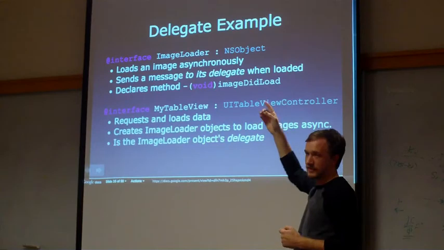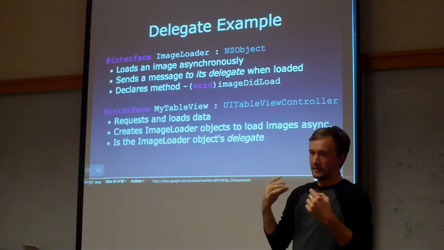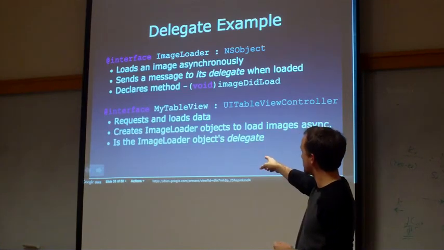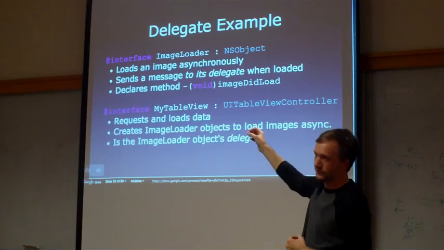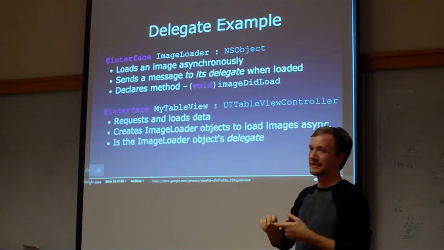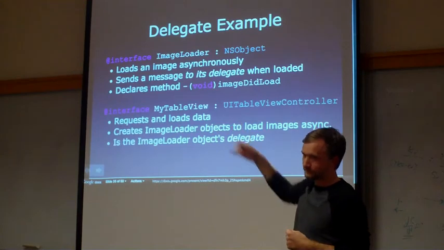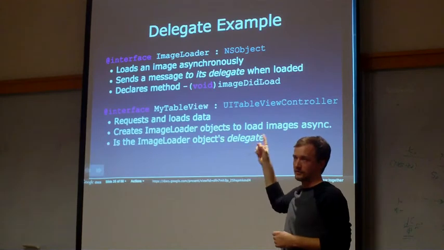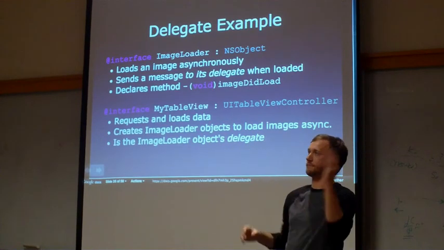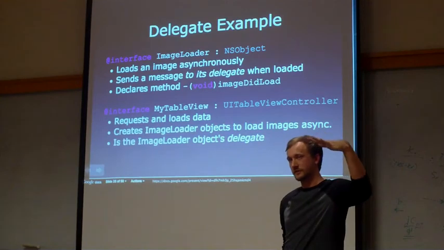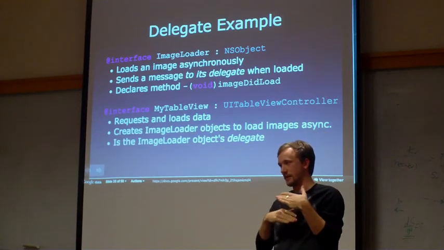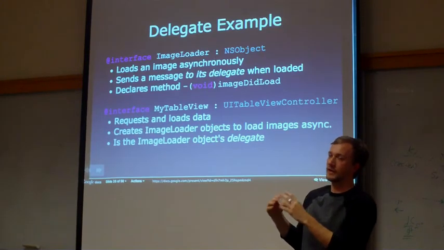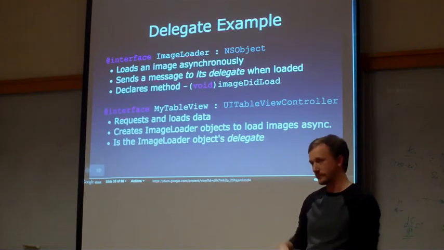It's going to say, you, image loader object, fetch this URL, or fetch this image, load it. When you're done, it's going to tell MyTableView, I'm done loading. So MyTableView is the delegate of image loader. The other thing that MyTableView will do will be defining the image did load function. So if I can kind of piece this together, your image loader says that I have this message that I'm going to send when I'm done with something. Your MyTableView says when I receive this message, this is what I'm going to do.